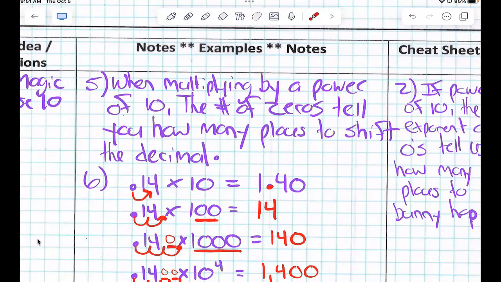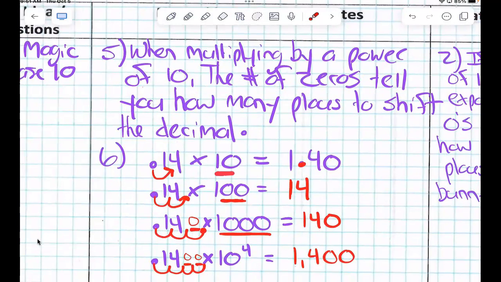the decimal. Okay, so if I have this, is this a power of 10? Yes. Is this a power of 10? Yes. Is this a power of 10? Yes. So on this one, how many zeros are in the power of 10? 1. So how many places am I shifting the decimal point? 1. And this is my new final answer right here?